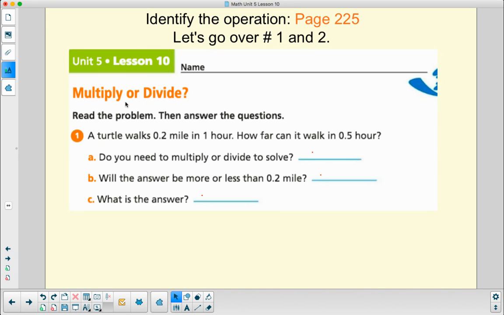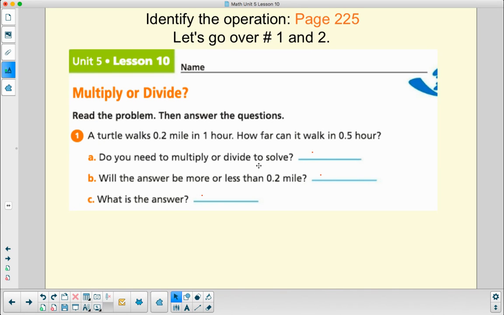Now, problem solving. Read the problem, then answer the question. A turtle walks 2/10 of a mile in 1 hour. How far can it walk in 5/10 of an hour? I teach my students, I talk about this all the time. First, what do I know? I know the turtle walks 2/10 of a mile in an hour. What am I looking for? How far can it walk in 5/10 of an hour?